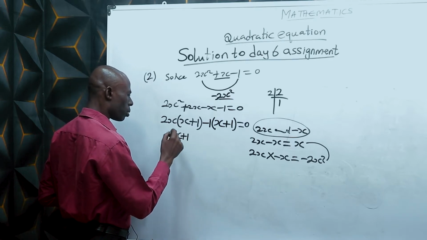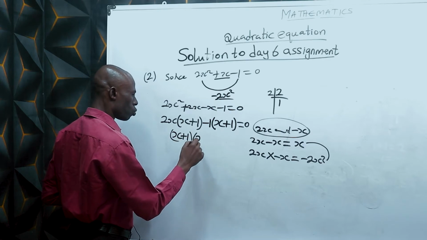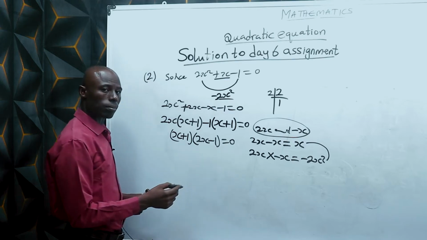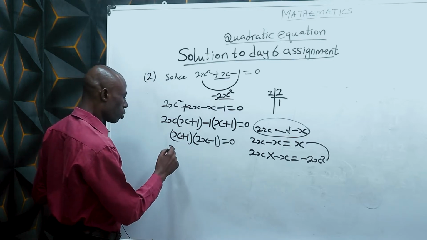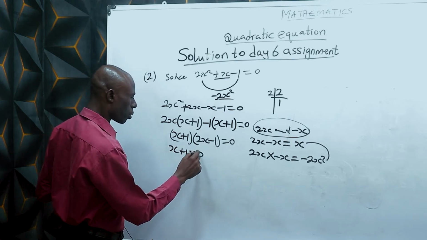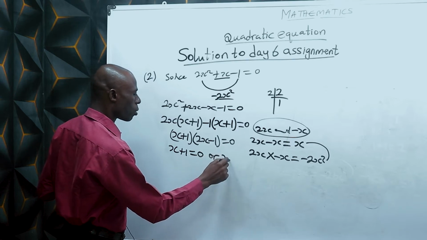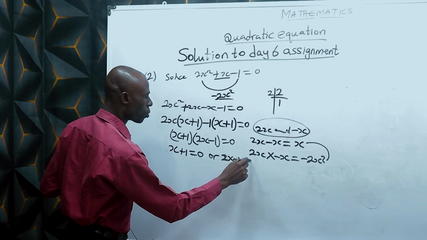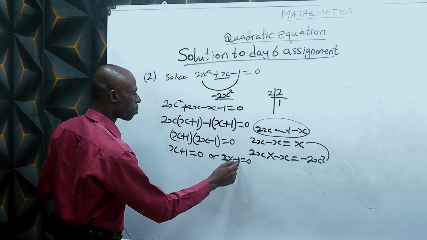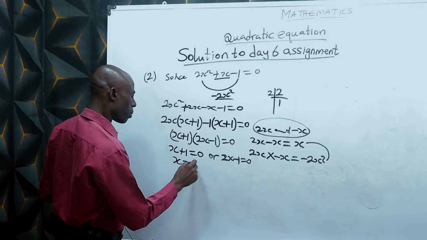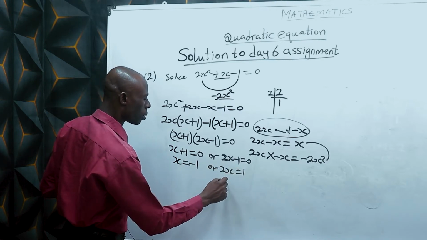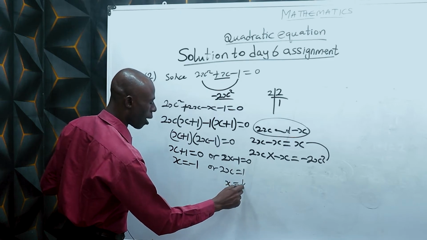x plus 1 into 2x minus 1 equals 0. Don't forget, x plus 1 will be equal to 0, or 2x minus 1 is equal to 0. So x equals minus 1, or 2x equals 1, x equals half.